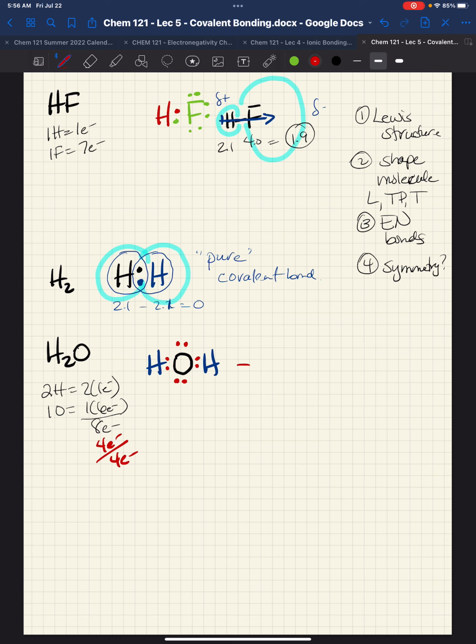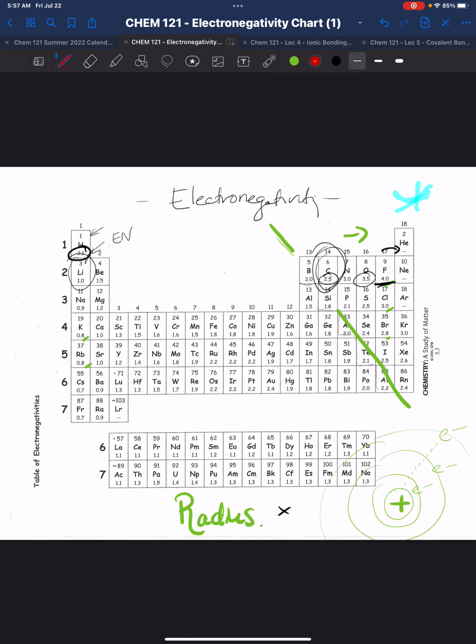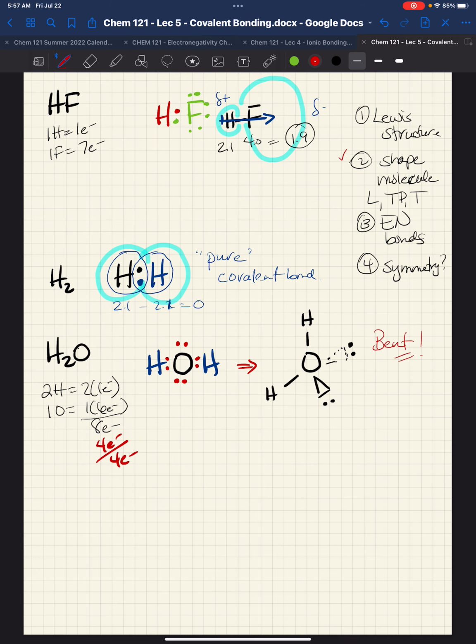So then we think about the shape of this guy. Our shape is going to be oxygen with a hydrogen, a hydrogen, and two lone pairs. And so we call this bent, is what we learned the other day. So there's our molecular shape. And then we look at electronegativity. If you recall, I go back to the chart, and oxygen is 3.5 and hydrogen is 2.1, so 3.5 and 2.1 and 2.1.